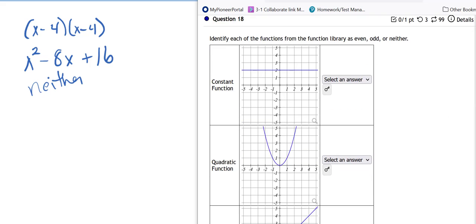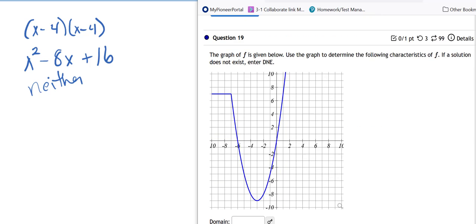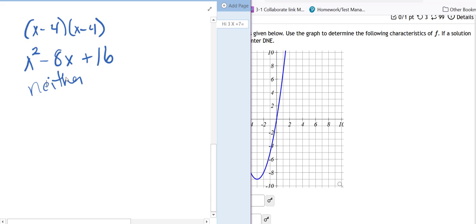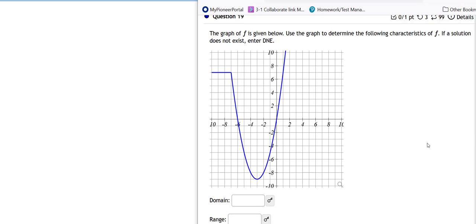Right, our next type of question I picked, number 19, has a lot of questions about this graph. So here's our function. And the first question asks us about domain.